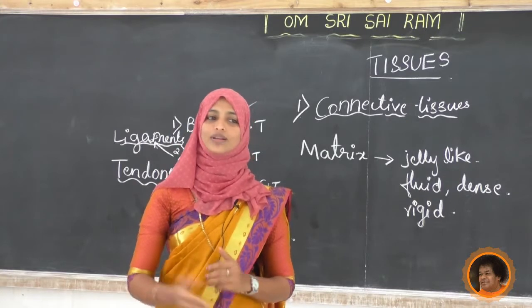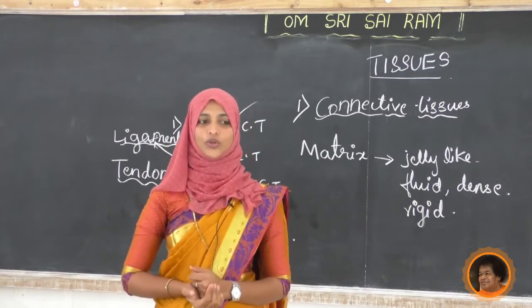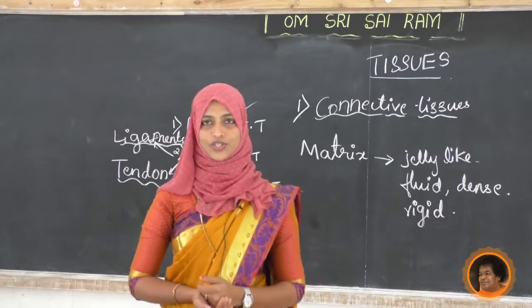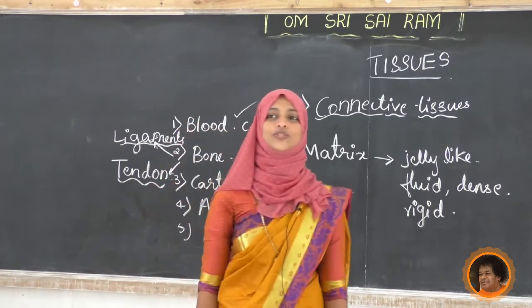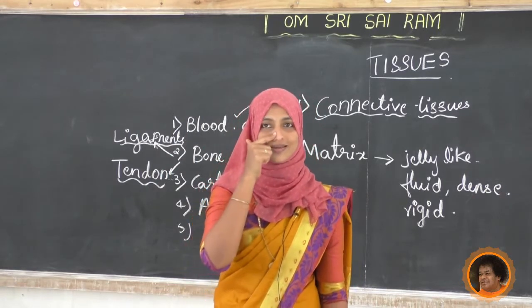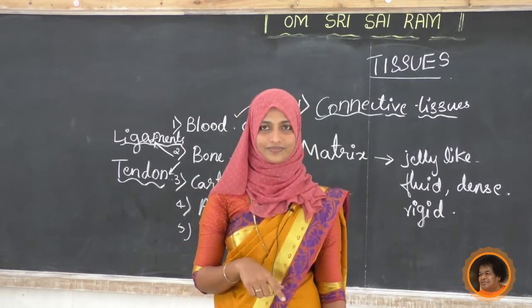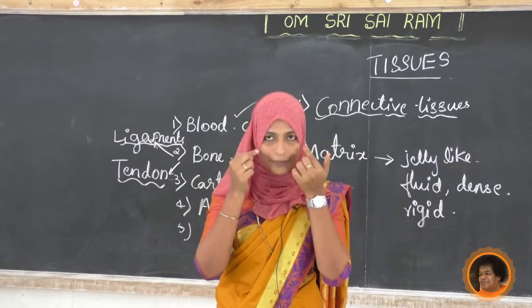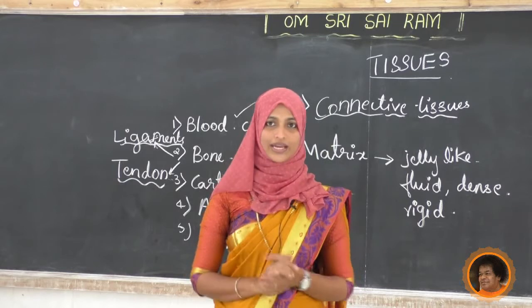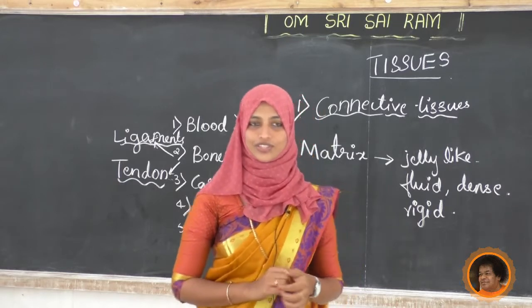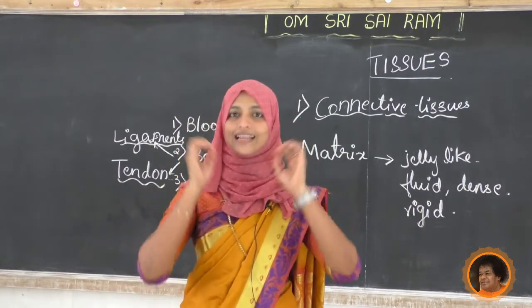Next we will move to cartilage. Do you know the cartilage connective tissue? Cartilage connective tissues are found in our nose and in our ear. Because of that, we can bend our earlobes. Our nose also, it is elastic in nature, right? It is elastic in nature.